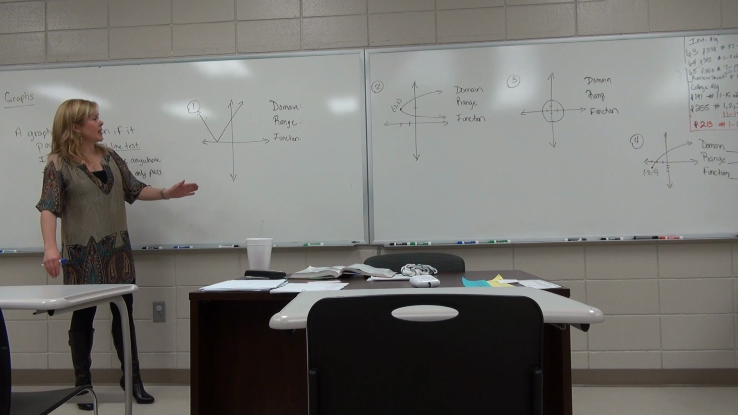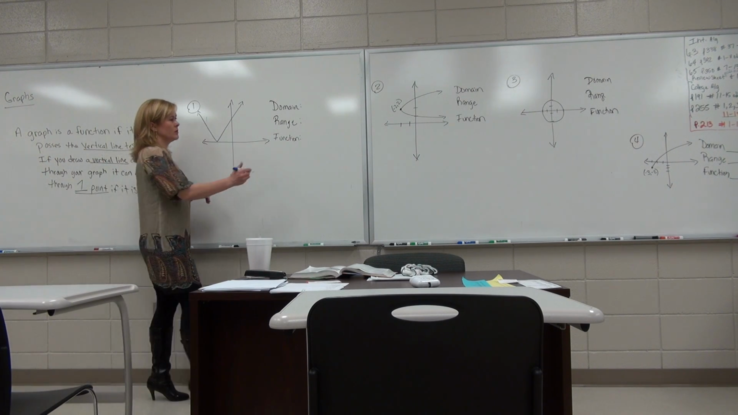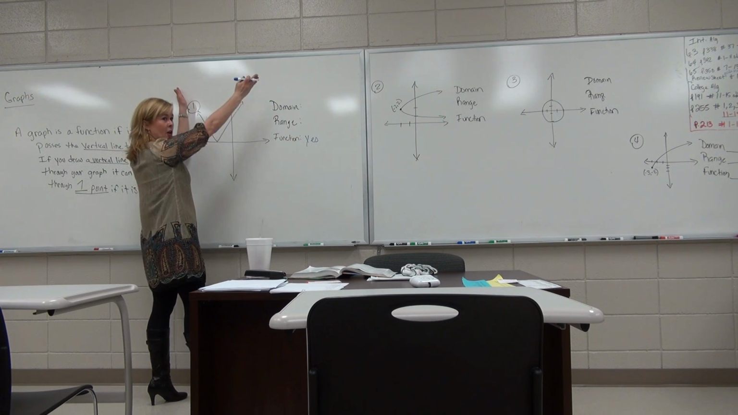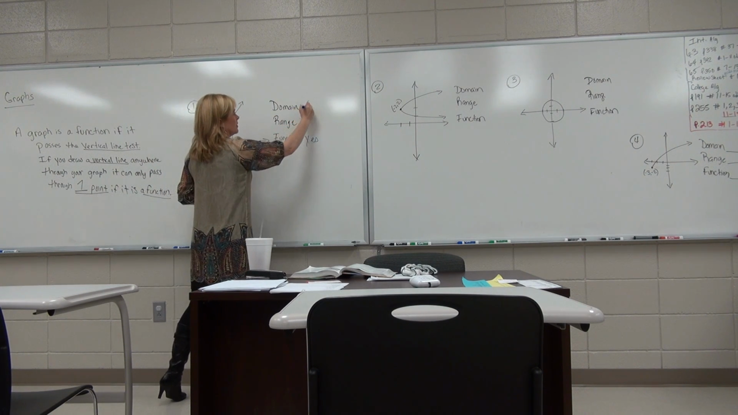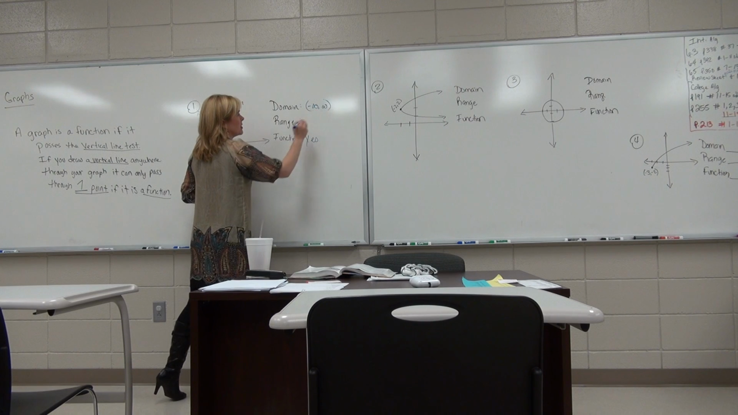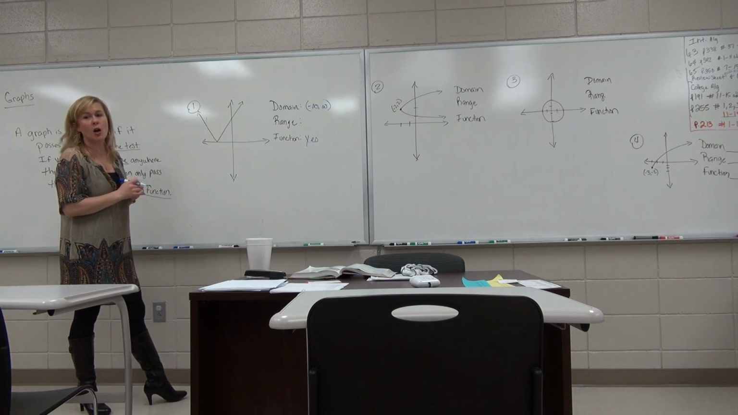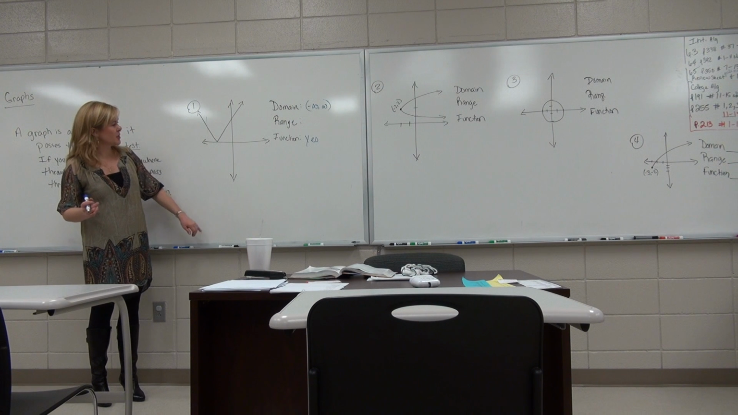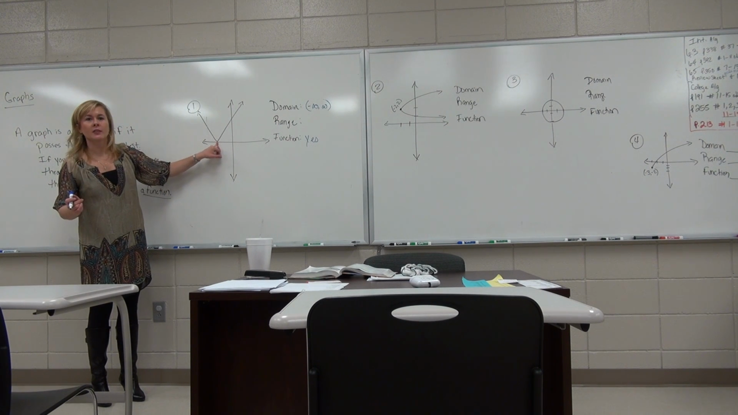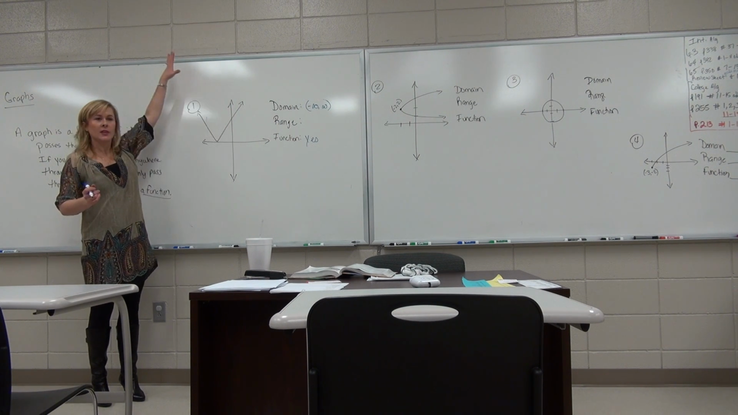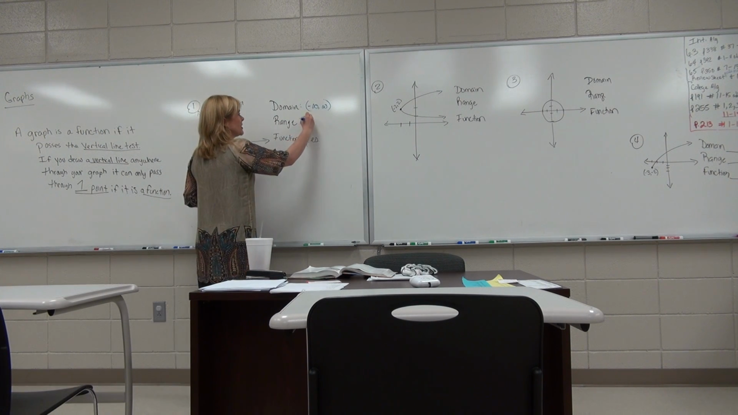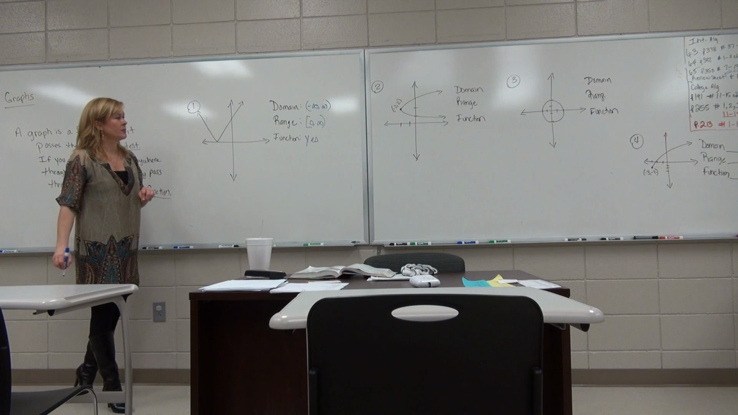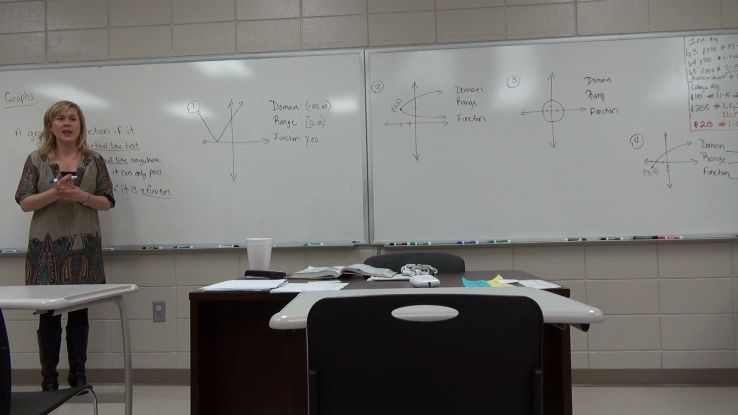Domain. What's my domain here? It goes all the way to the left, and it goes all the way to the right. Domain is negative infinity to positive infinity, all real numbers. My range is what your graph's doing on the y-axis, bottom to top. What's my y value here? 0. Then it goes all the way up. So we put a bracket on the 0 because it's included, and it goes to infinity. We're good there.